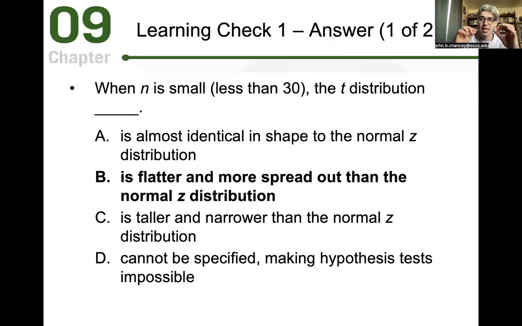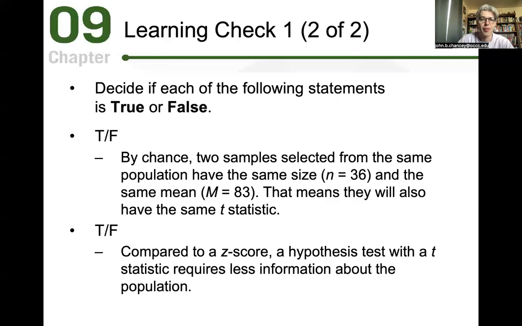The smaller that n is, the more flat it's going to be, less peaked in the middle. It's going to be thicker on the ends. It's going to get flatter the smaller the n, our sample size, is.